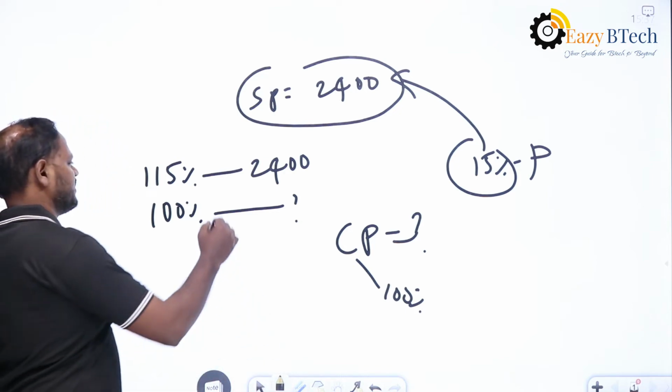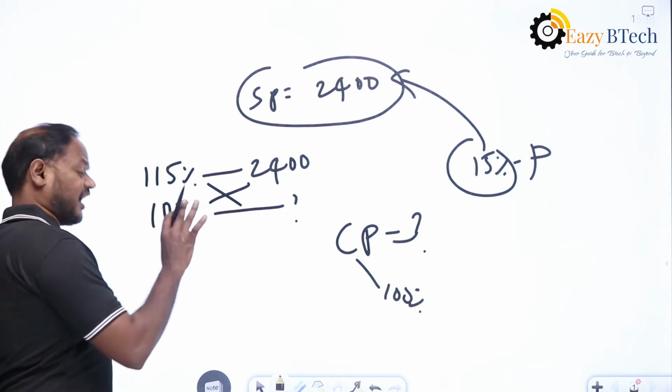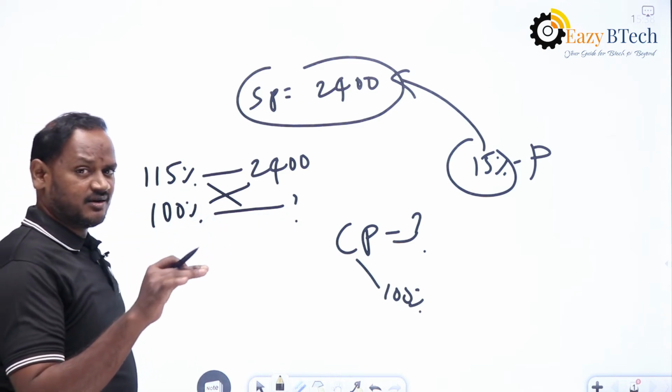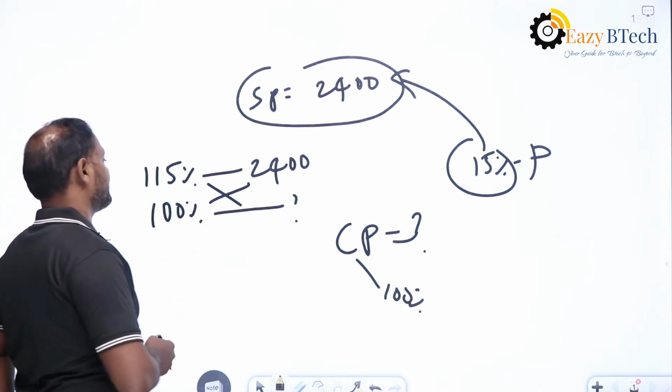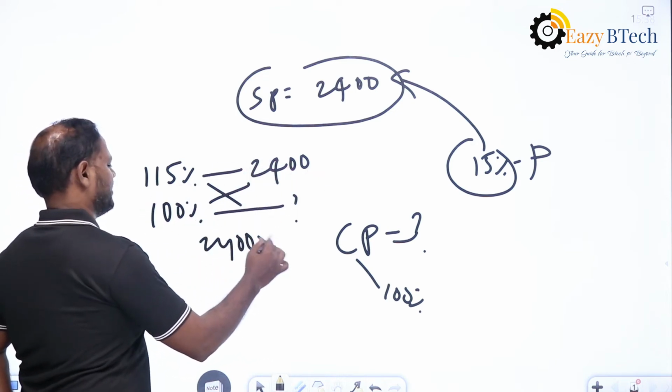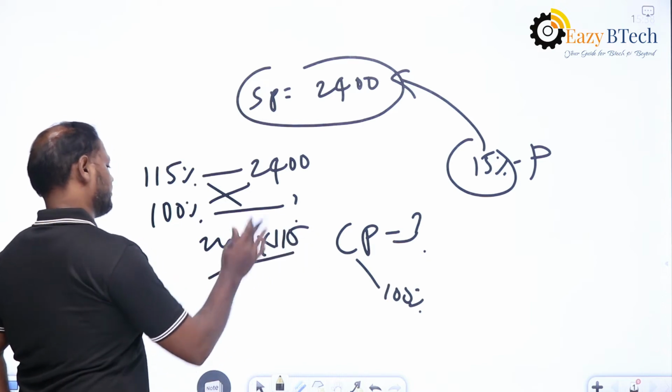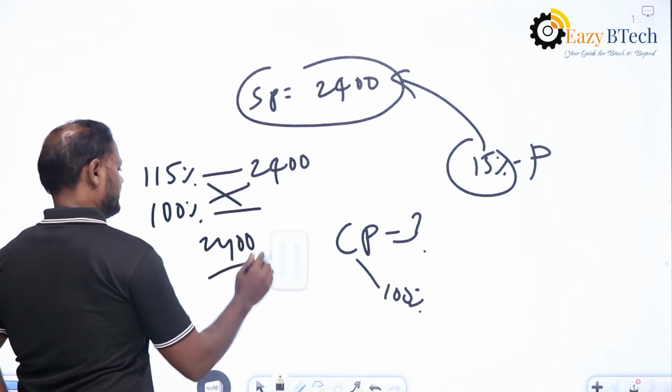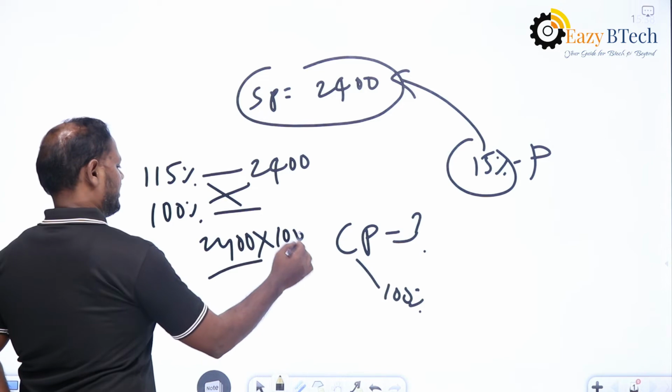Yes, cross multiply now. We don't want this, I need to give the procedure, right? Procedure based on universal fact. That's my intention. 115, we can take the 15 table, cross multiply now. 2400 into 115 divided, not 115, 100. Here will be 100, right? 2400 into 100 divided by 115.